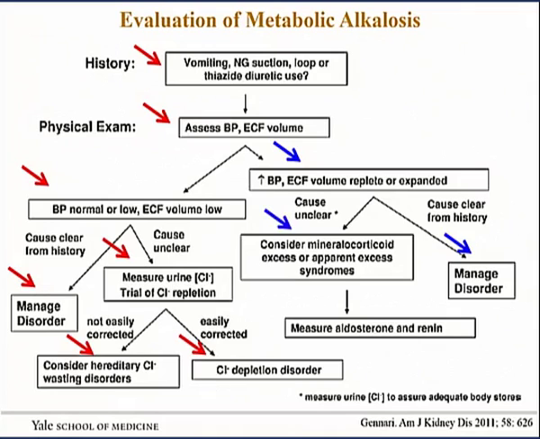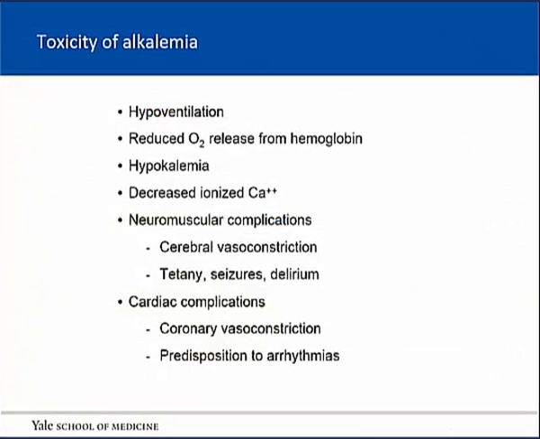And if the cause is unclear in someone who's volume expanded, then you've got to think of situations of mineralocorticoid excess or apparent mineralocorticoid excess. So things like primary aldosteronism, some hereditary disorders. The main example there would be Liddle syndrome. And that is evaluated by measuring aldosterone and renin. Again, more of a nephrologist chronic problem than an intensivist.